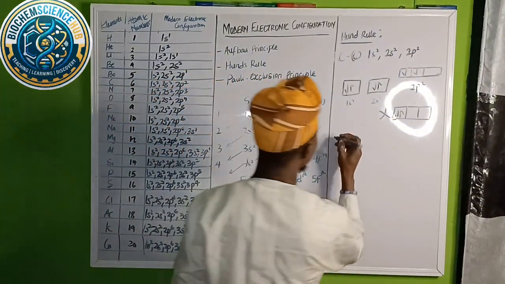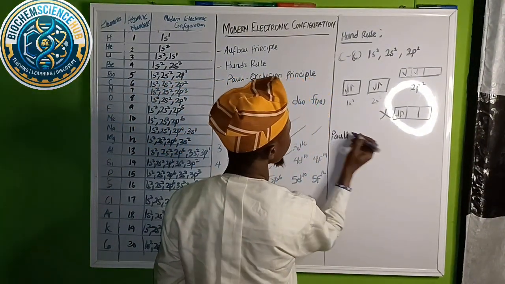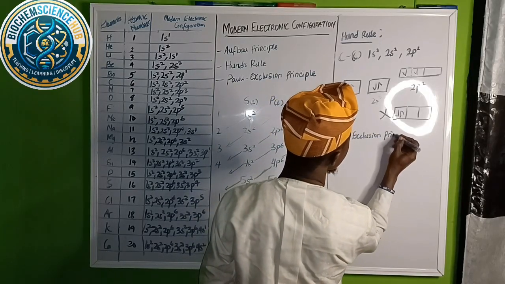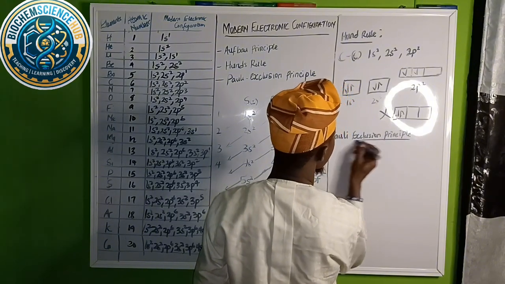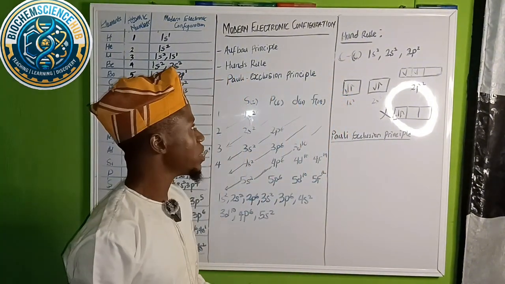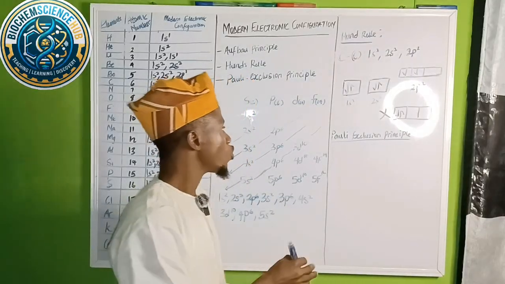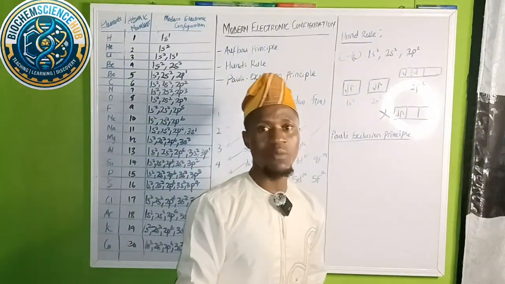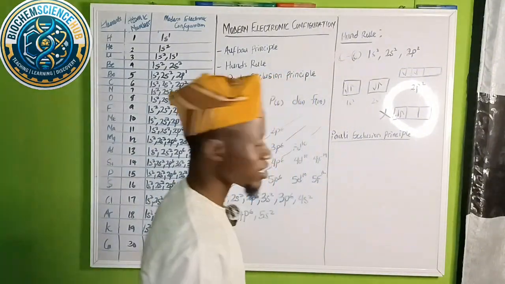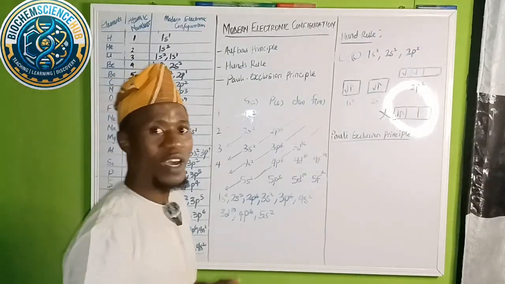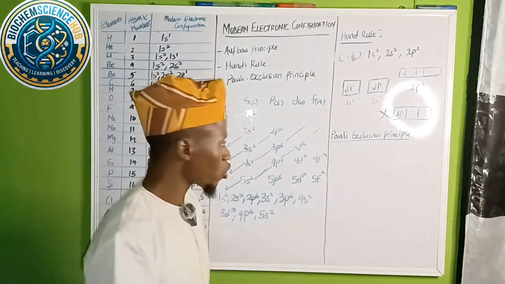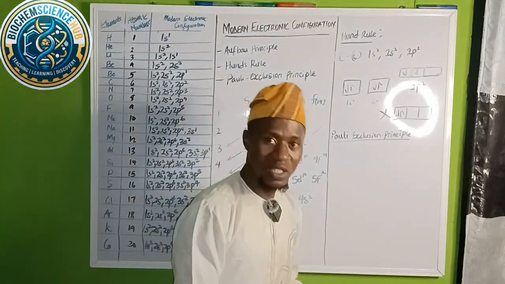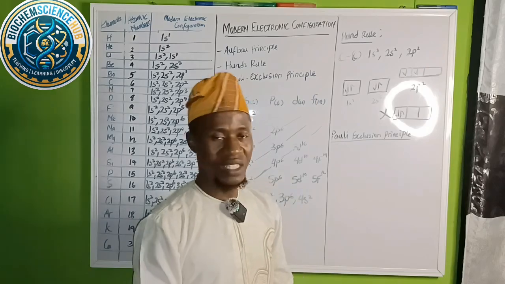So Pauli exclusion principle. Moving to Pauli exclusion principle. The Pauli exclusion principle is basically telling us that no two electrons have the same four sets of quantum numbers. Don't forget, in the beginning of the video, I explained what quantum number is. I told us that it's just like going to a school, looking for a particular student in a hostel: which floor, which wing, which bed number, like that.